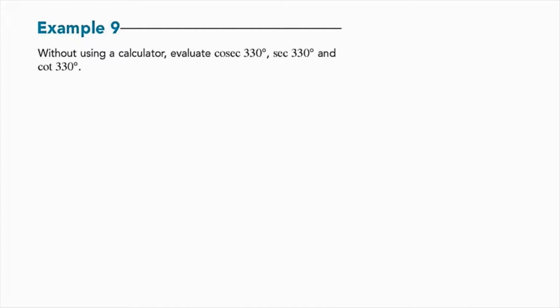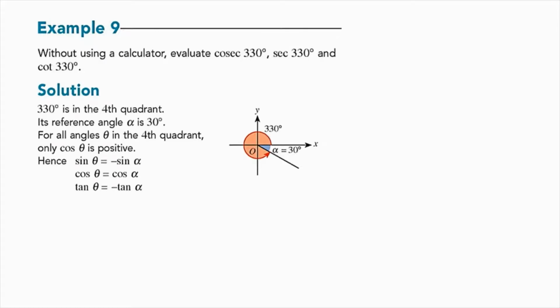So example 9 in your textbook: without using a calculator, evaluate cosecant 330, secant 330, and cotangent 330 degrees. So 330 degrees is in the 4th quadrant. If I draw it, you'll be able to see theta is 330. So what is your reference angle? Reference angle is 30 degrees.